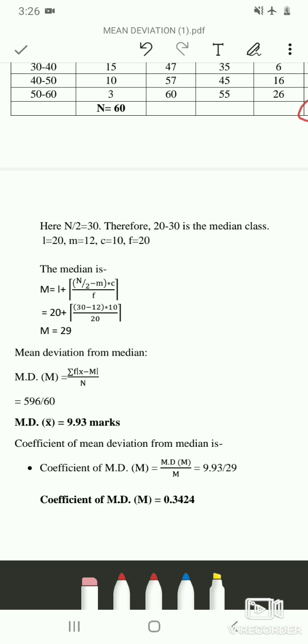So in the next video we will see the next measure of dispersion, that is standard deviation. So I hope you guys are understanding, and don't just watch the video, you have to work it out. So please work out the problems.